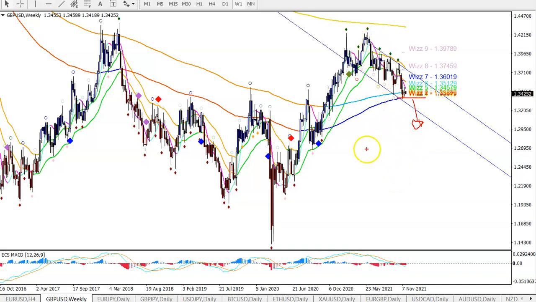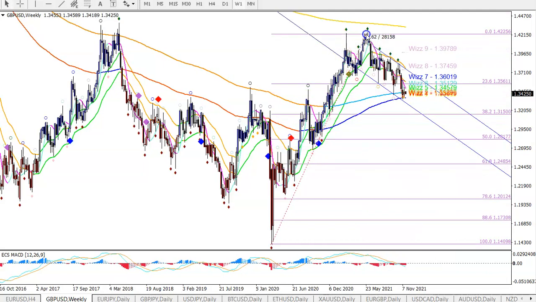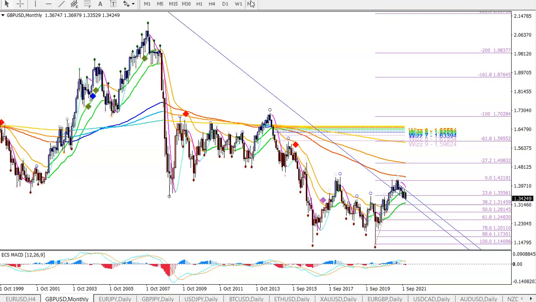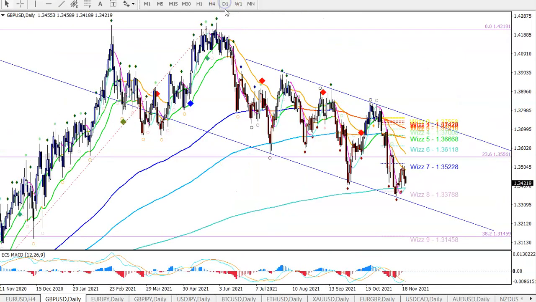Okay, let's put the fib. We don't have a triangle pattern like the euro dollar, but as far as I can see here, let me check the monthly. It's more like a flat, so there's a lot of space to the previous bottom. But we should keep an eye on deeper fibs like 78, 88.6 fibs. So there seems to be a lot of space towards those fibs for the moment.